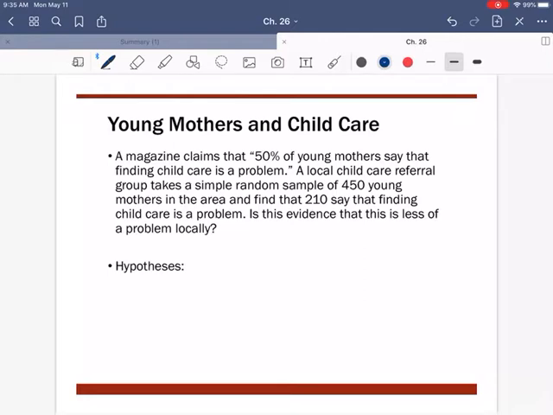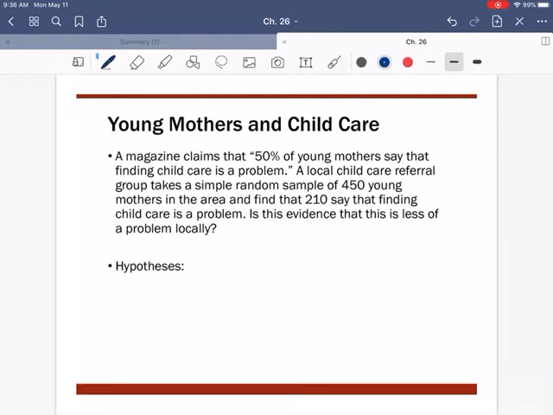Okay, so we're going to look at an example here for null hypothesis. A magazine claims that 50% of young mothers say finding childcare is a problem. A local childcare referral group takes a simple random sample of 450 young mothers, so notice it's random and it's large, and find that 210 of them say finding childcare is a problem. This might sound familiar to you, because we have worked with this problem before. We're just going to extend it into a hypothesis test now.